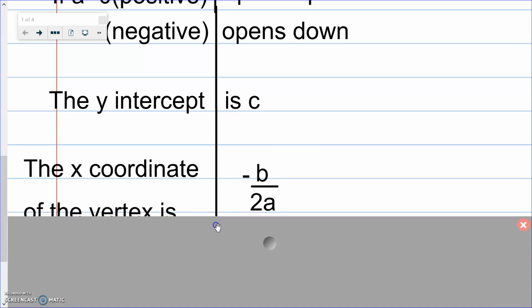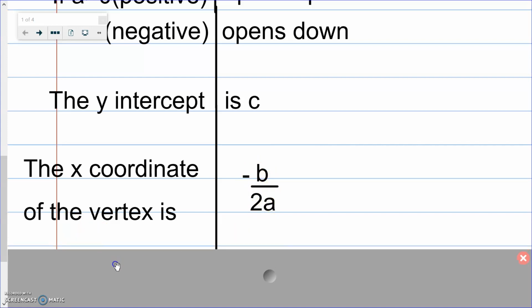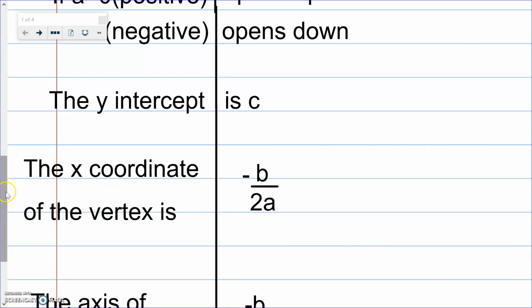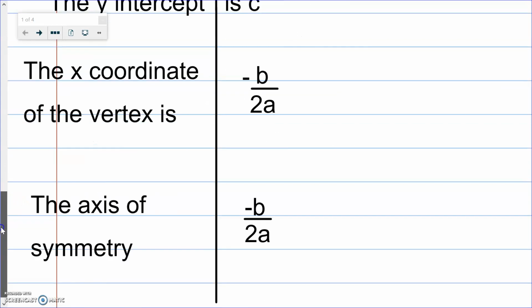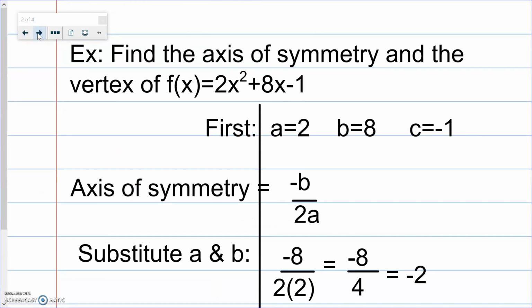The x-coordinate of the vertex can be found by substituting in values b and a, and it'll be negative b over 2a. And from there, we're going to get a value for x, which we're going to plug back into the function to find the vertex. And the axis of symmetry is always going to be at x equals negative b over 2a. All right, so let's do an example.